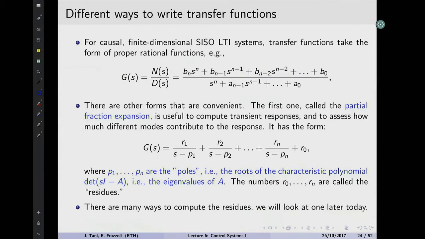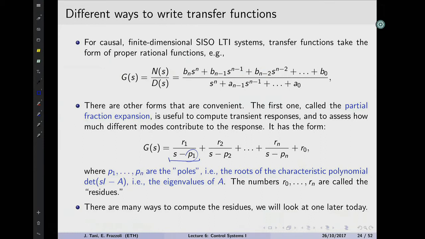Okay, so now that we believe that the transfer function is actually something relevant, let's see a little bit more how to write it, what each term means, and how it contributes to the bigger picture. We said that in general, a transfer function can be represented as a ratio of polynomials. And if the A matrix is diagonal, because we were smart enough to choose the modal form, then we would get a partial fraction representation, which is just a sum of n terms, each one of which has one of the eigenvalues in the denominator.